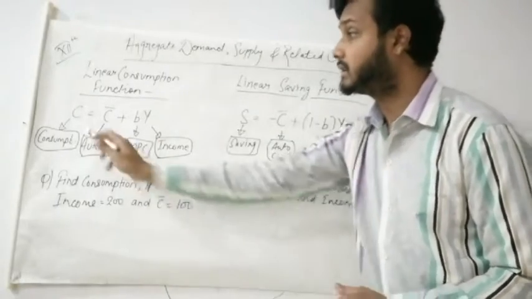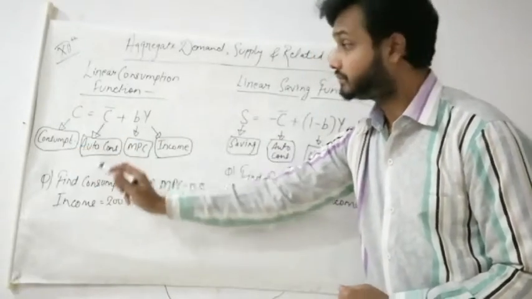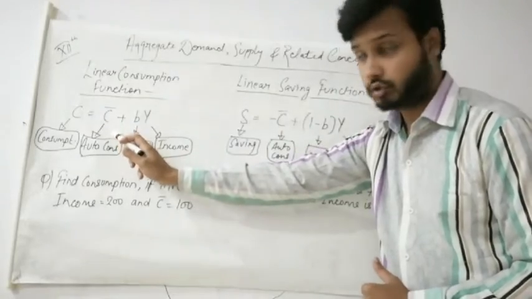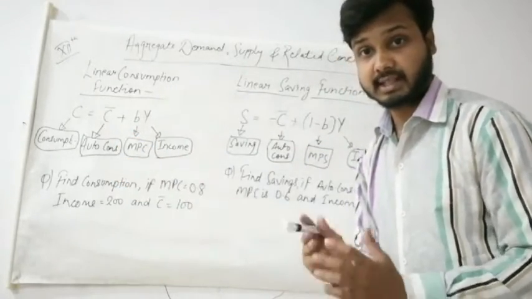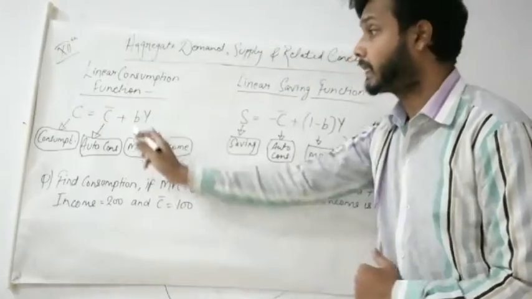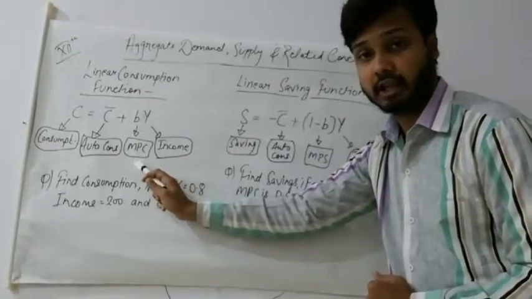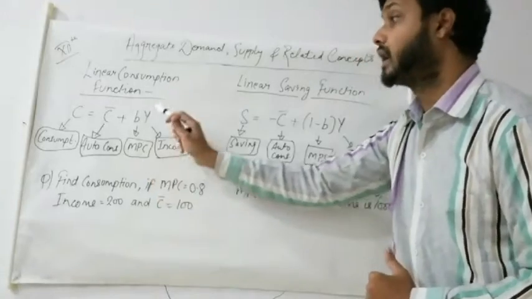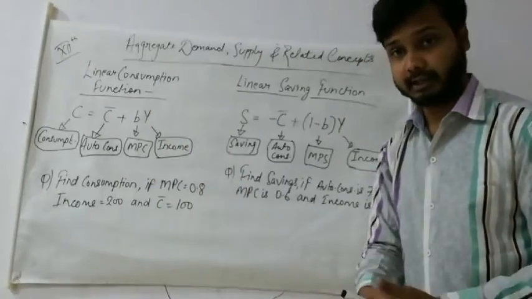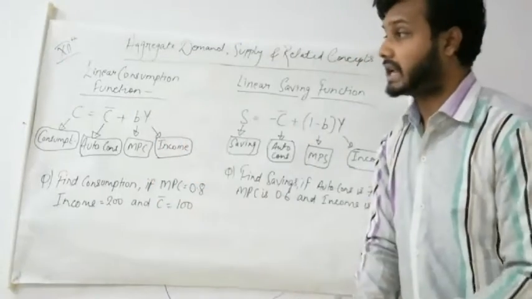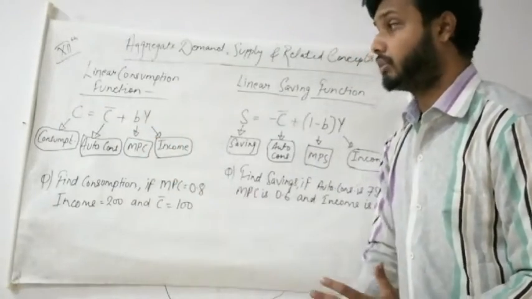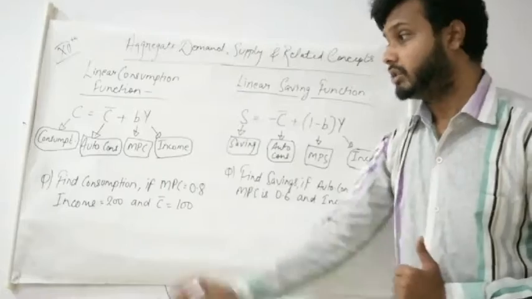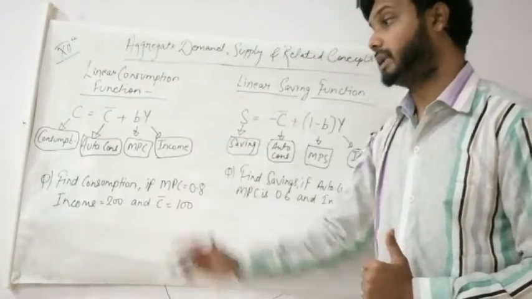See here, C is consumption. C̄, as I have told in the previous video, is autonomous consumption, that consumption which is at the income level 0. b here represents the value of MPC. And Y, as we always know, is our income or the national income. So this is what our function is. Now based on this some questions could come. We have one example here of how it will be applied.